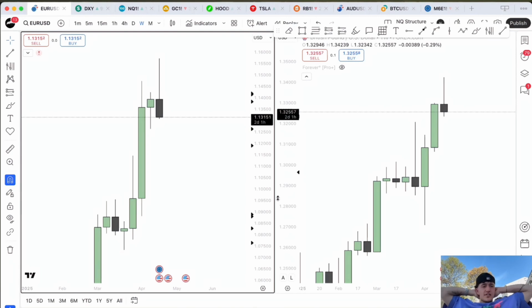I'm currently outside of my house, but if you hear birds chirping and all that other stuff, it is what it is. It's a beautiful day outside, so I figured I would just do the trade breakdown out here.